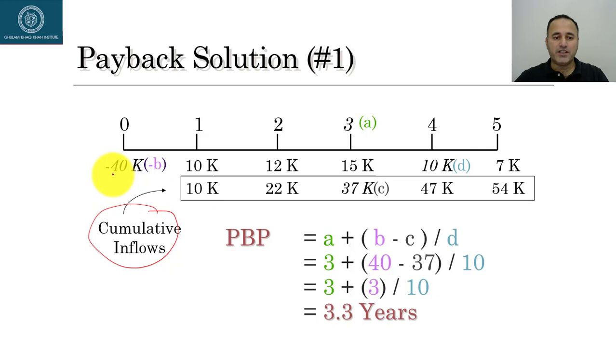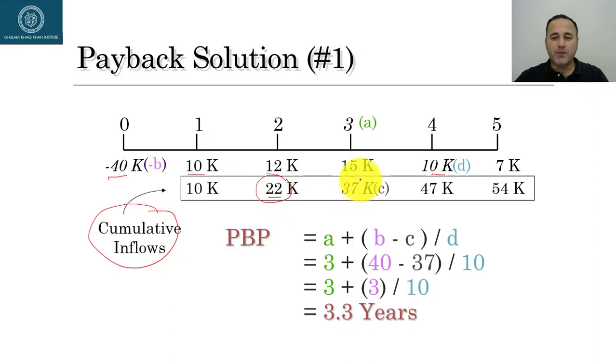For example, if I invest $40,000 today, in the first year I'm getting $10,000, and the second year I'm getting $12,000, and similarly 15,000, 10,000, and 7,000 for years 3, 4, and 5. So the cumulative inflows: in the first year I'm getting 10,000. In the first 2 years I'm getting 22. How did I get this 22? 10,000 in the first year and then 12,000 in the second year. So in the first 2 years I'm getting $22,000 back.